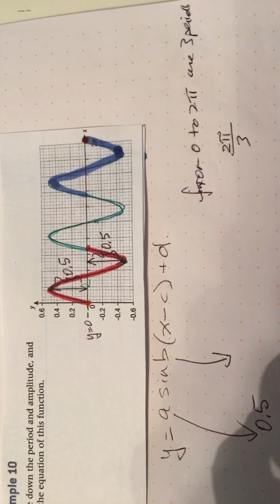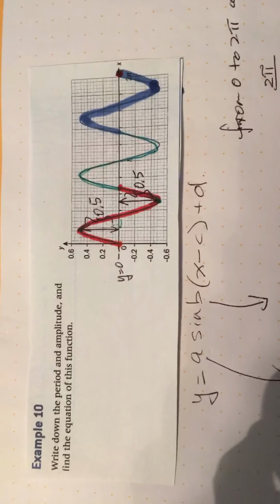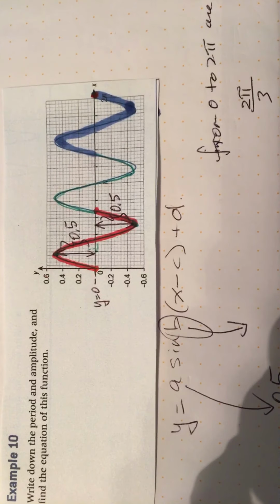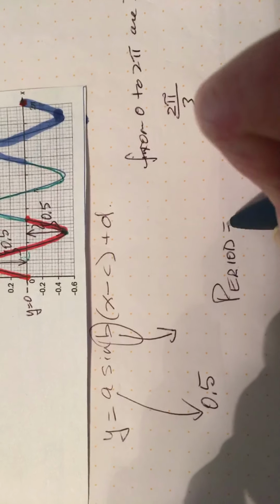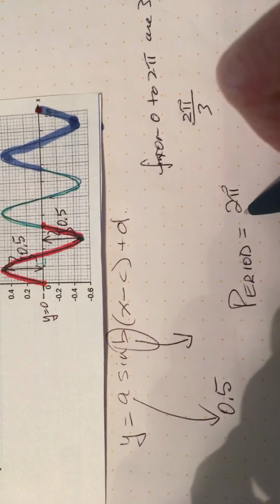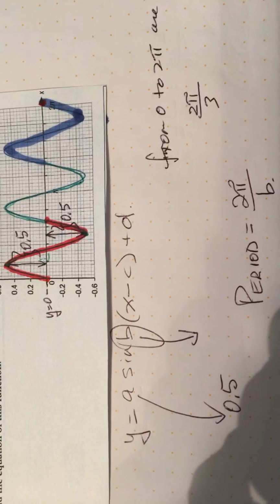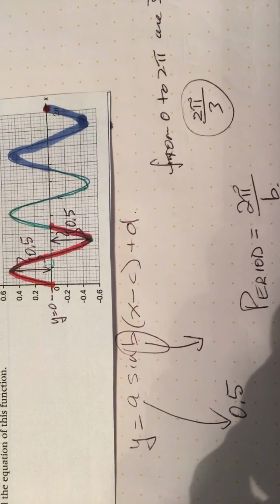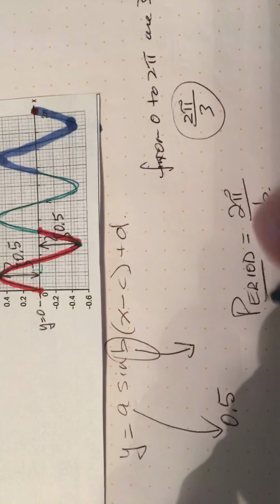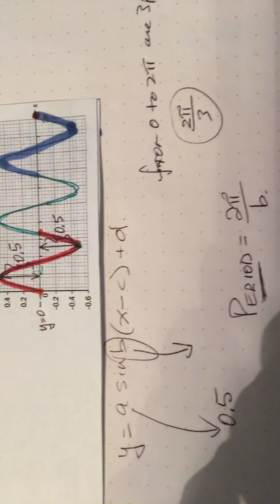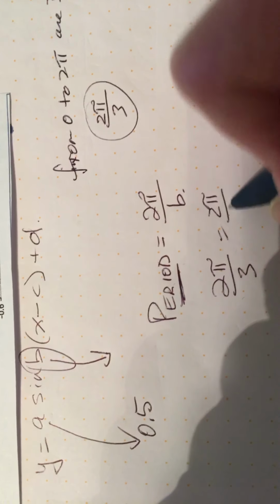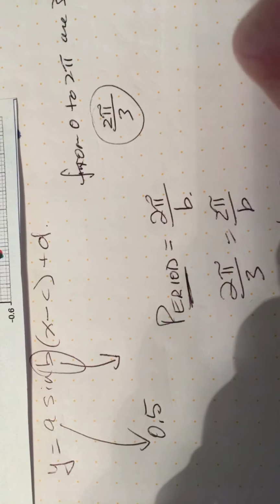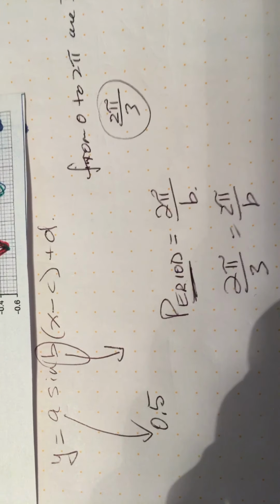All right, so in order to figure out what our b value is here, we need to use this formula. Period equals 2 pi divided by b. In this case, we know the period is 2 pi over 3, so let's just substitute that in for period. That has to be equal to 2 pi over b. And therefore, we can see here that b must be equal to 3 in this case.